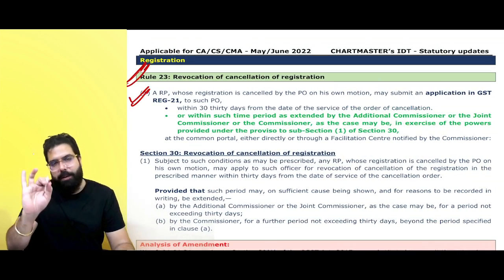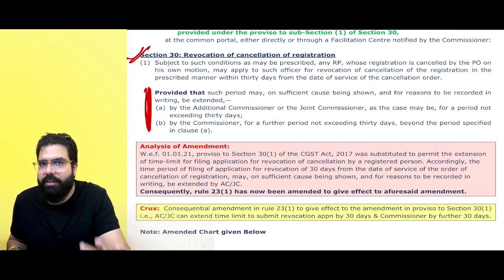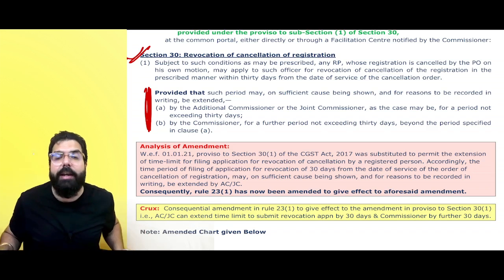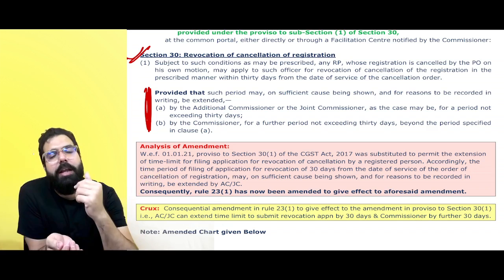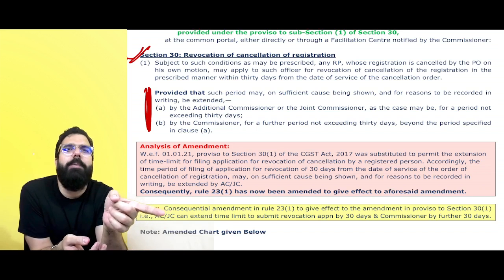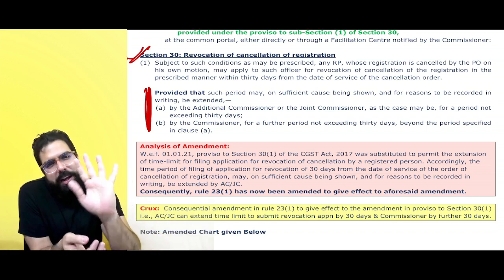In your statutory update material, the first amendment is Rule 23, sub rule 1. Nothing much. In Section 30, they had written this provision saying the additional commissioner or joint commissioner can further extend by 30 days, and the commissioner can extend by 30 days. But in Rule 23, they always told you have to apply for revocation within 30 days. They forgot to add the words 'or the further extended period as given by the additional commissioner, joint commissioner or commissioner'. That has now been added.